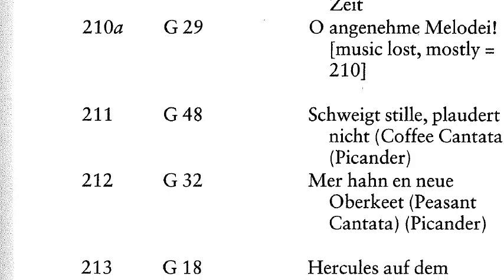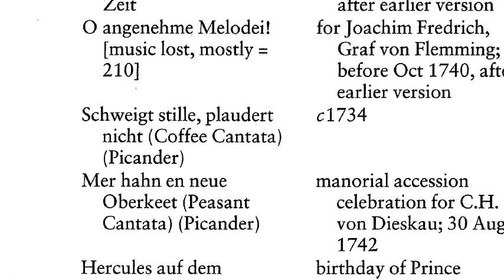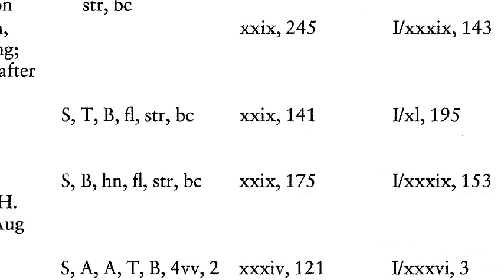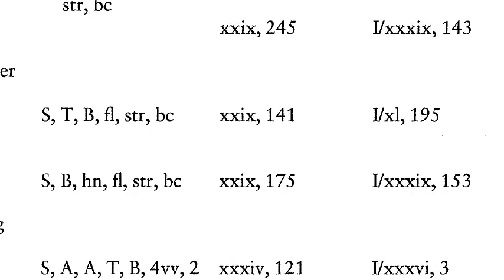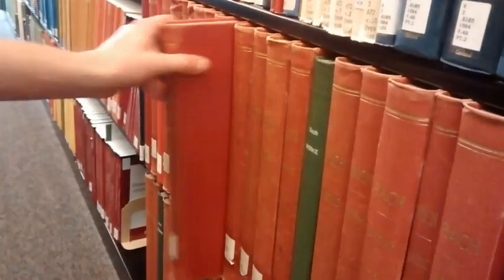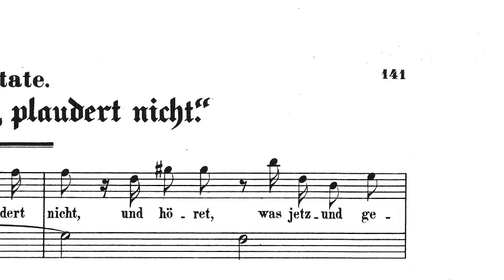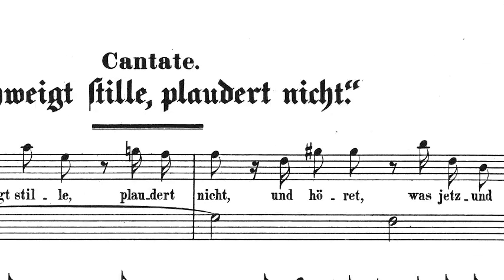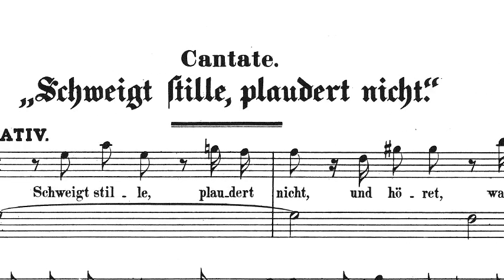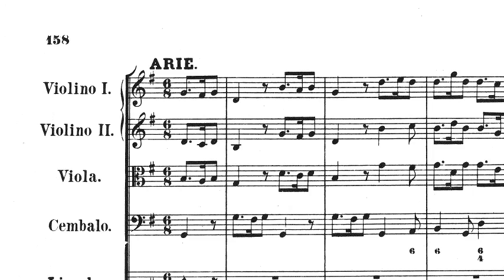Under BG for Bachgesellschaft, we find the reference volume 29, page 141. Taking the appropriate volume from the shelf, we turn to page 141, and there is our cantata. A few pages farther on page 158, we find our aria.